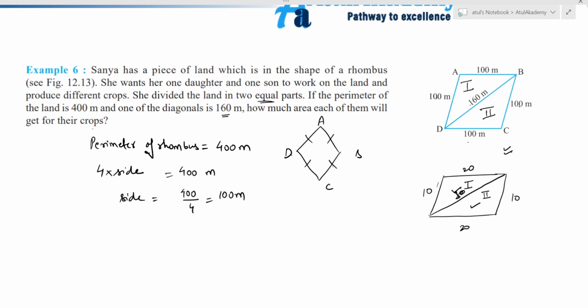Then one of the diagonals is 160. So that's AC equals 160 meter. So this all is 100. This is how you get that 100. Clear, students? Now let us move to the next part.